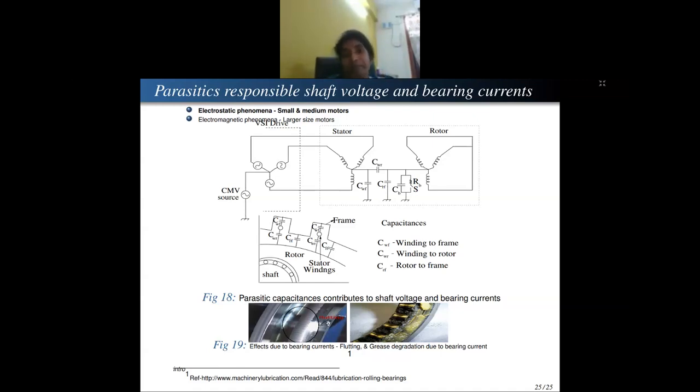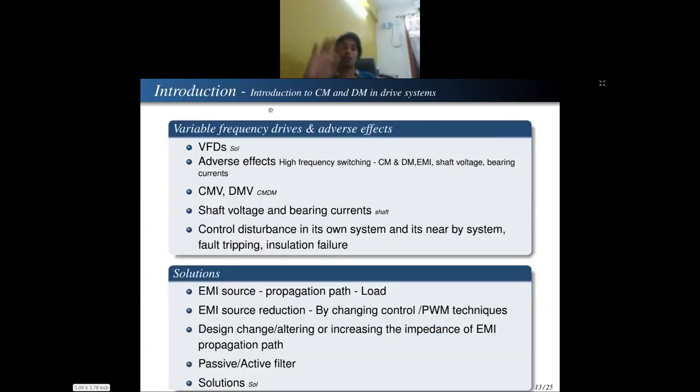Okay, so now we have seen overall, in a drive or the electric vehicle propulsion system, what the benefit is and what the adverse effects would be. How does it affect? Overall, the EMI will give a control disturbance to its own system and its nearby system. Then fault tripping. I'm just giving an example.